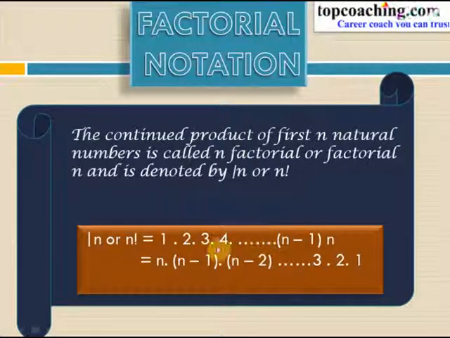We can write this in a reverse manner as n into n minus 1 into n minus 2 and so on up to 3 into 2 into 1. So the continued product of first n natural numbers is n factorial. So we have seen what is n factorial.